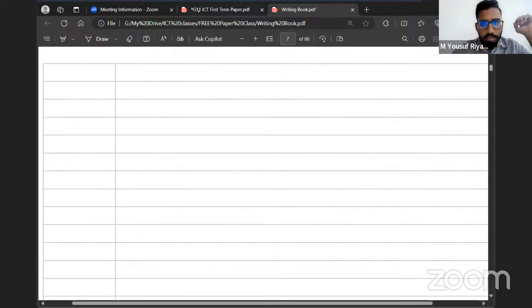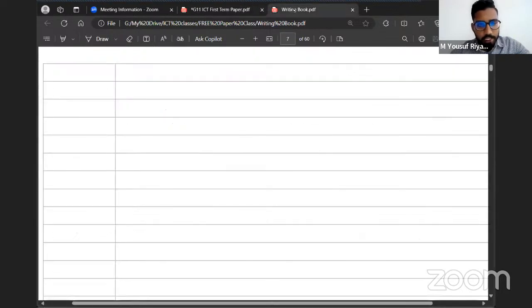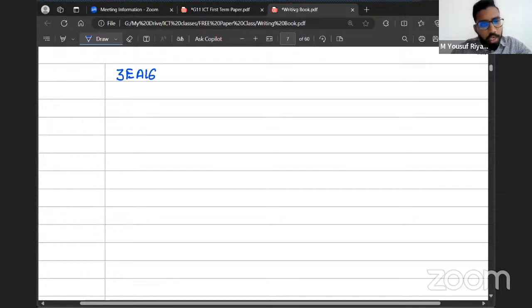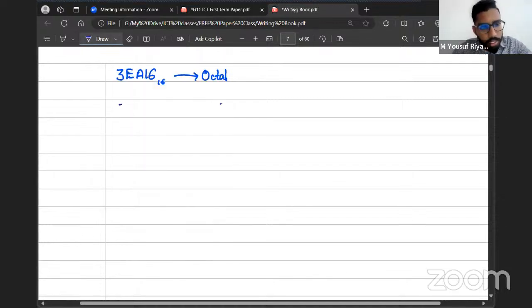Okay. So the number we have is 3EA16. To convert this hexadecimal number into octal, first of all, I'm going to take each of these digits separately, right? So we have one digit called 3, one digit called E, another character called A, a character called 1, and the character called 6. Step number 1, keep all these characters in a small space.